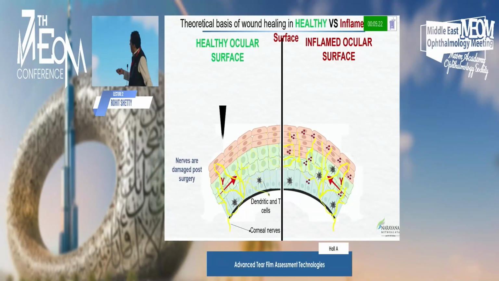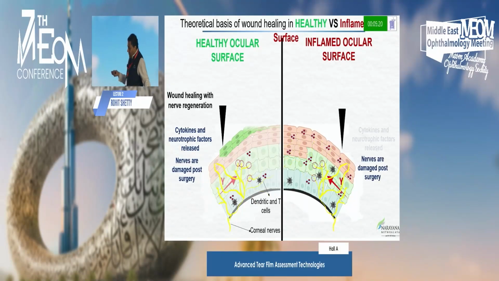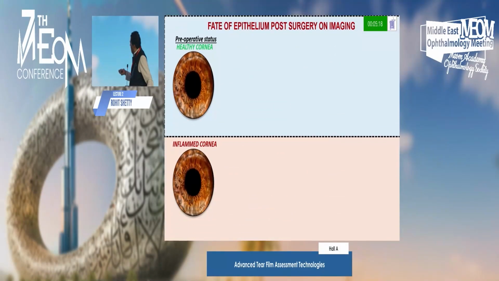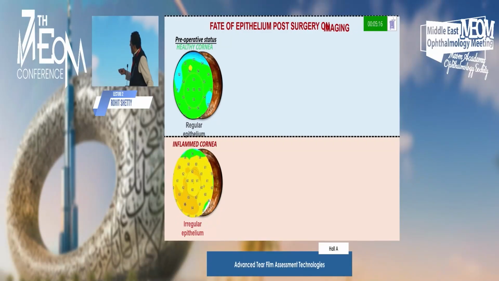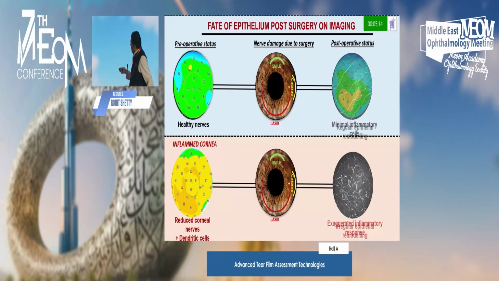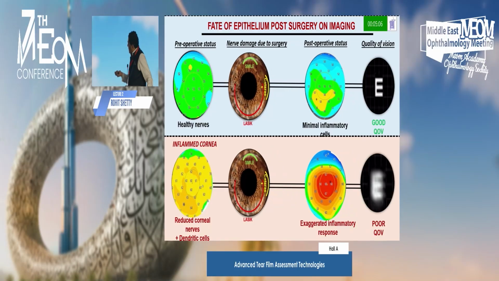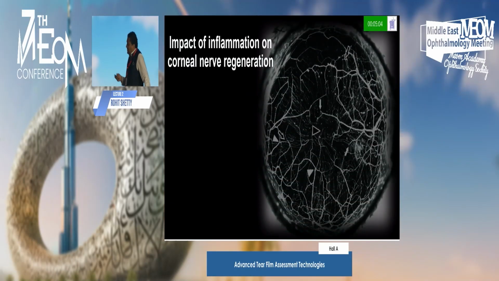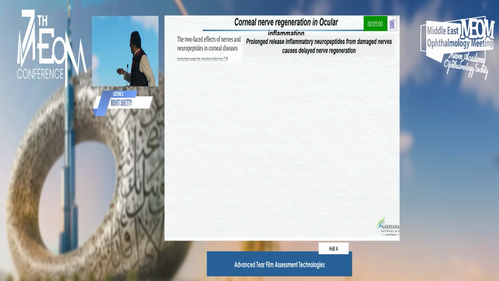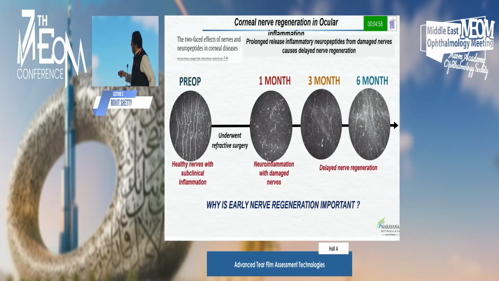As I mentioned, ocular surface health keeps the epithelium on track. A good health of epithelium, whatever surgeries you do, brings the epithelium back on track, and the corneal nerves also recover faster. So tear film is not just about dry eye, it's about healing. It's about healing corneal nerves.